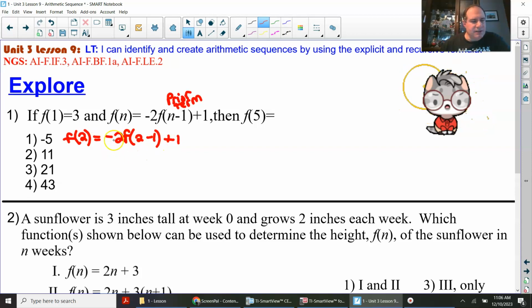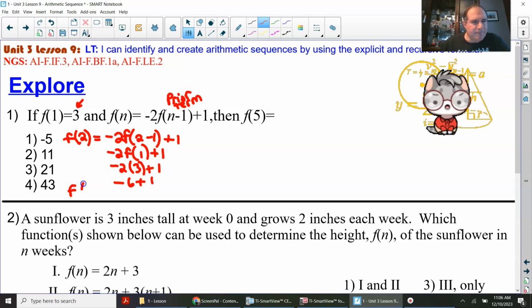Just take a look at what this is. It is f of 2 minus 1, which is f of 1. So negative 2 times f of 1, plus 1. F of 1 is 3. So negative 2 times 3 plus 1, negative 6 plus 1. F of 2 is negative 5.